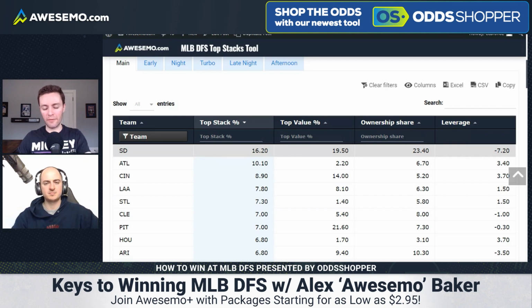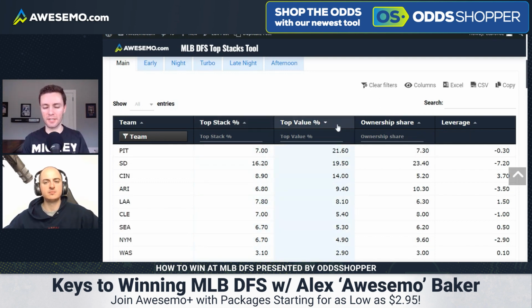And then I want to ask you about the top value percentage column here, because top value percentage is this team's odds to be a top scoring stack, relative to their points per dollar. And I want to know, when would you value the top value percentage, and when would you be looking more at just the top stack percentage?